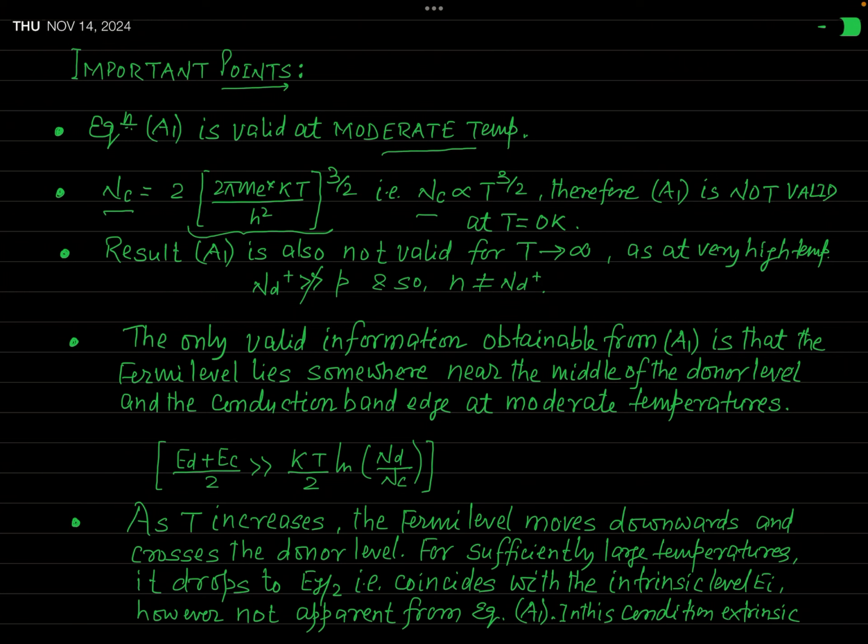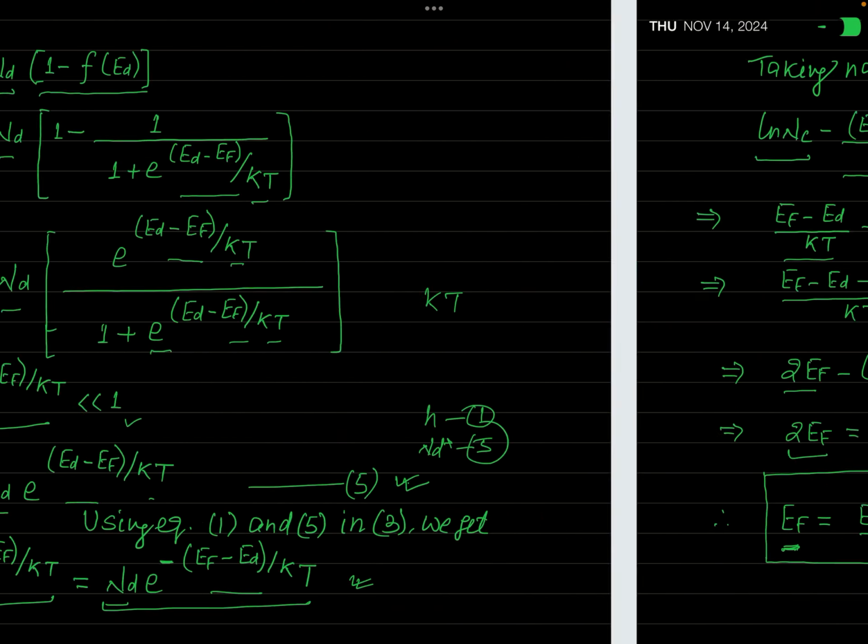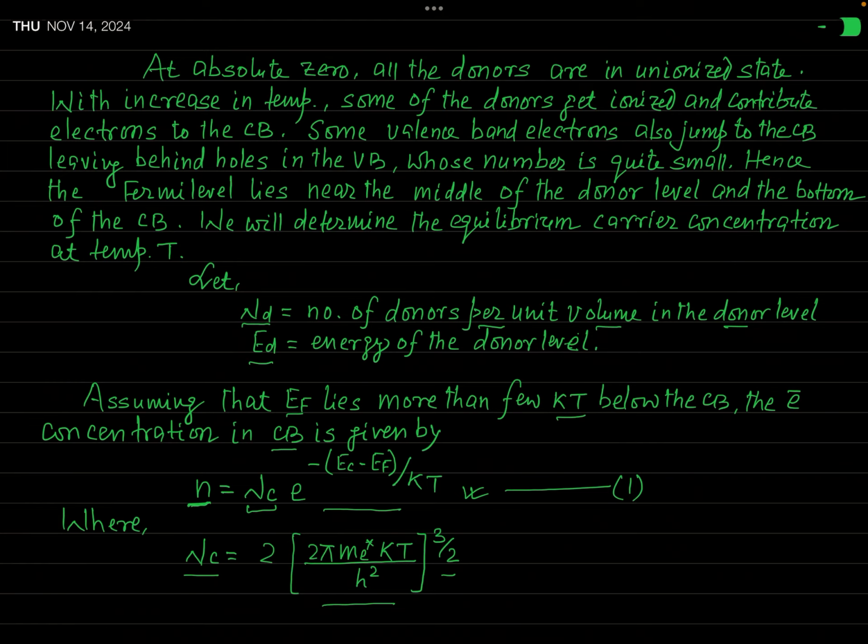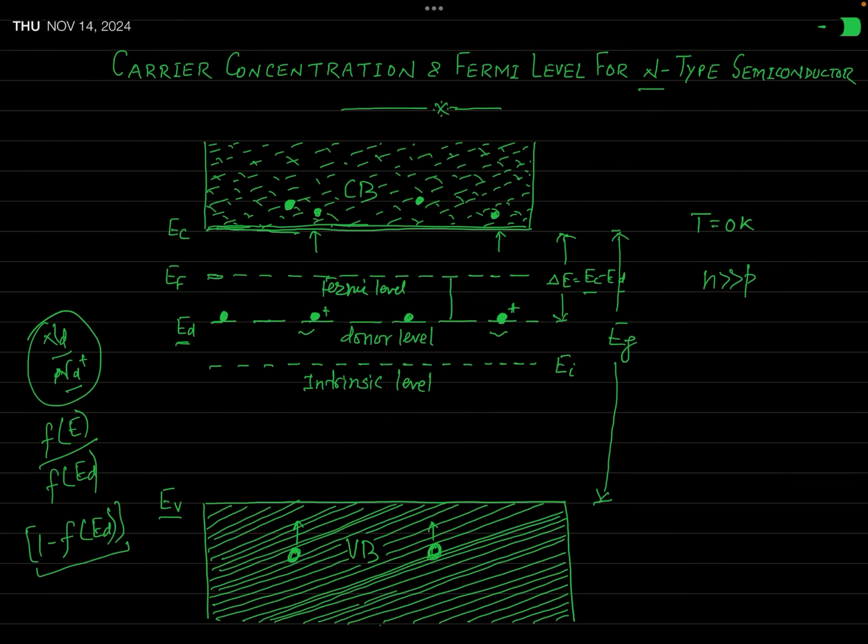Not at 0 Kelvin, and now we will see it is also not valid when T is infinite, that is, when the temperature is very large. Even then this result will not be valid. Let us check it. If you consider that T is tending towards infinity, it means you are talking about a very high temperature. Actually, when there is a very high temperature, you know, a large number of covalent bonds will be broken and a large number of electrons will move from the valence band to the conduction band.